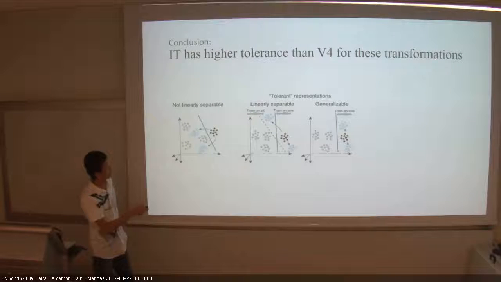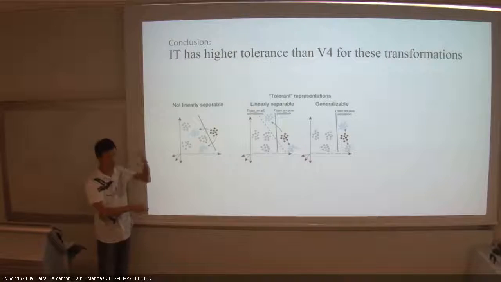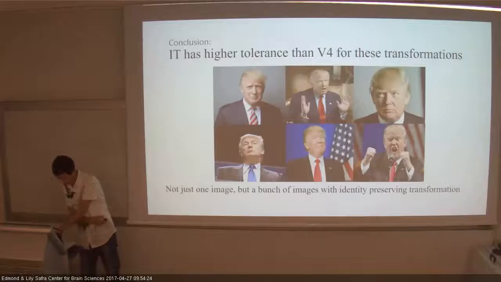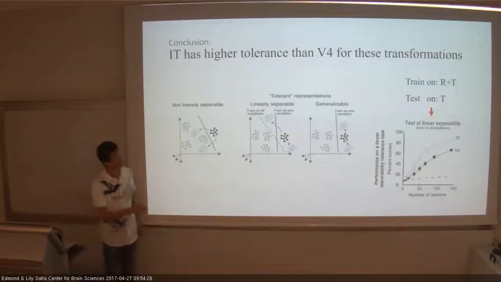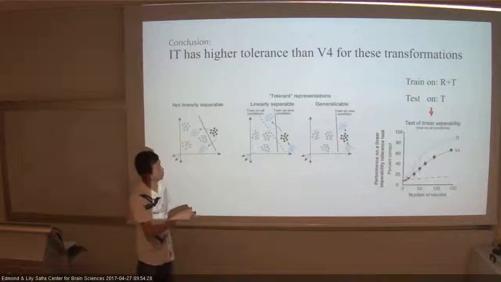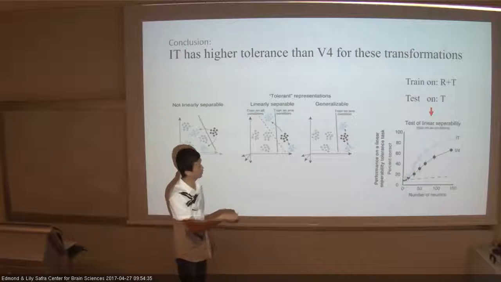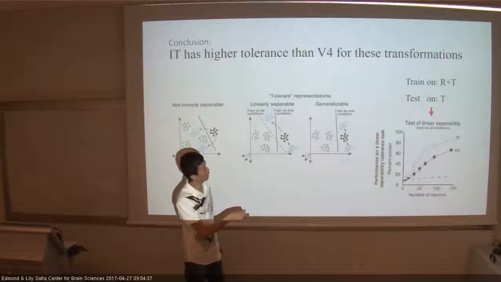It's like I see the reference image and some transformed images, and test on other transformed images. Yeah, the same as what I said before: train on the reference image and some transformed images, and test on other transformed images. As you can see here, it's the same result. IT also performs better than before.